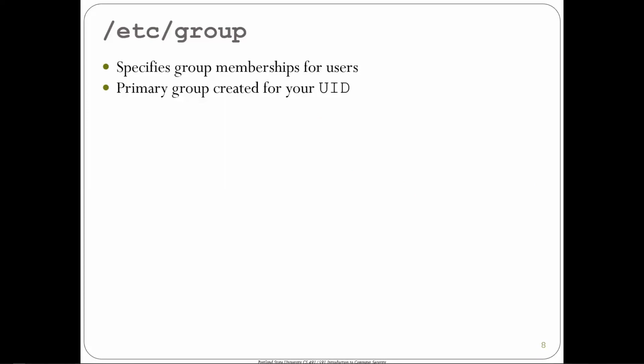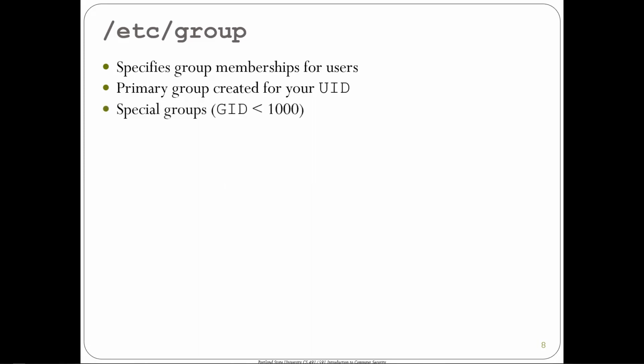So we talked about groups. The group mappings are defined in this file, /etc/group, and it specifies all the groups that particular users are members of. And when you create a new user, it also defines your primary group ID, that GID for that user, in this file as well by default.